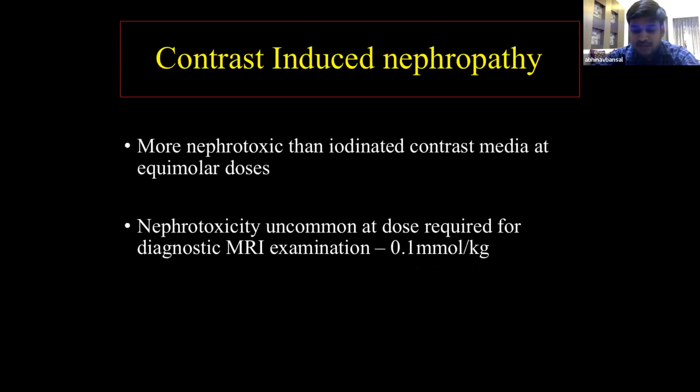So again, when we compare gadolinium-based contrast agents to iodine-based contrast agents, in equimolar doses, they are more nephrotoxic than the iodinated agents. However, the dose of the contrast used for MRI examination is extremely small as compared to the iodinated contrast. It is 0.1 millimole per kg. That is the basic dose which is used for the contrast agents in an MR scan. And at such a low dose, the nephrotoxicity is very uncommon.